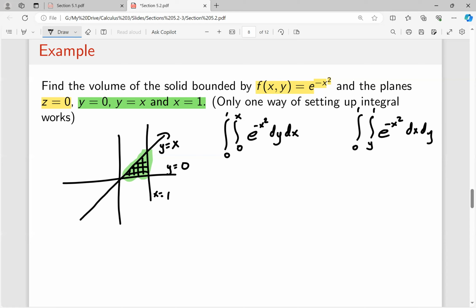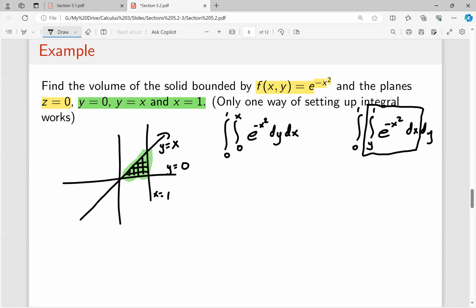In this case, this integral right here is literally impossible to do by hand. There's no way to do it by hand. You can't even try. I'll just let you know it's impossible. You could approximate it with a computer, but that doesn't help us here. Whereas with this one, the inside integral is just a dy.